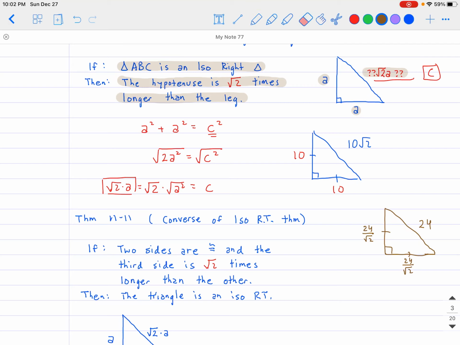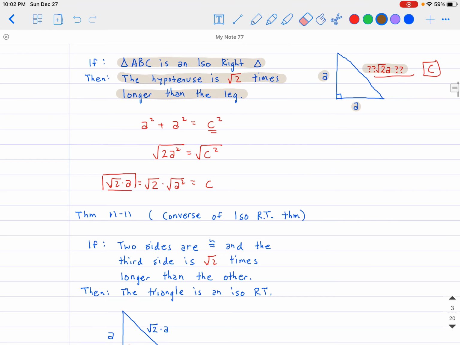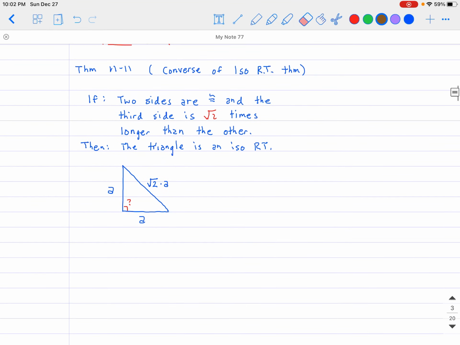Okay, all right. So let's go ahead and get rid of this part. And now let's look at the converse of what we just said over here. In this theorem, this time we're going to say that we have the converse of the isosceles right triangle theorem. Meaning, if two sides are congruent and the third side is times root 2 longer than the other side, then the triangle is going to be an isosceles right triangle.